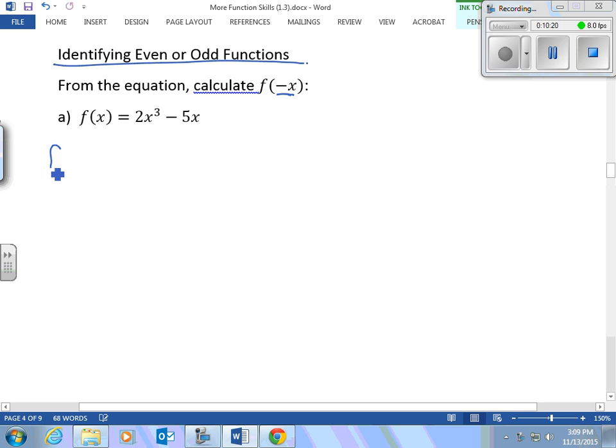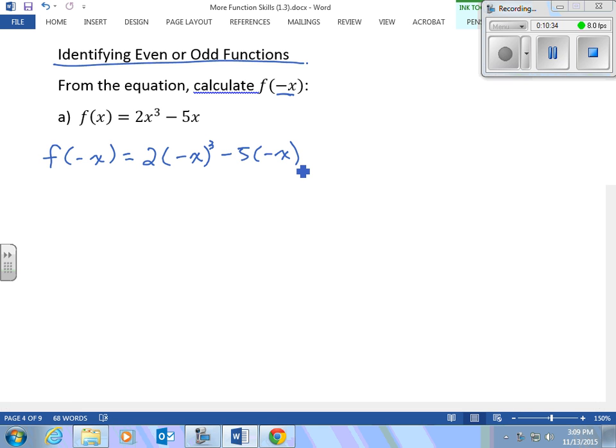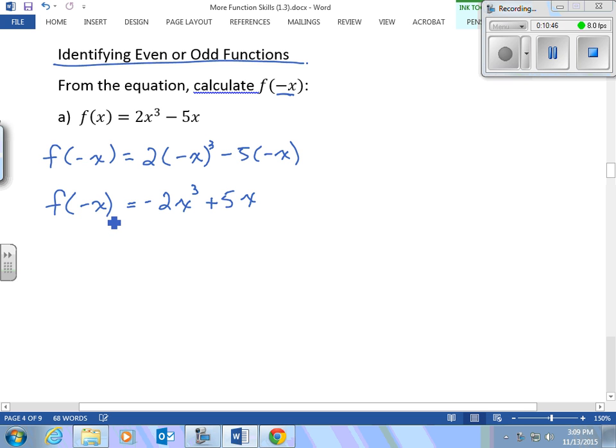So f of negative x, in this case, is going to give me 2 times negative x cubed minus 5 times negative x. Now, negative x cubed is going to be negative still because of that power of 3, so that will give us actually a negative 2x cubed. And negative 5 times negative x gives us a positive 5x. So f of negative x is equal to negative 2x cubed plus 5x.